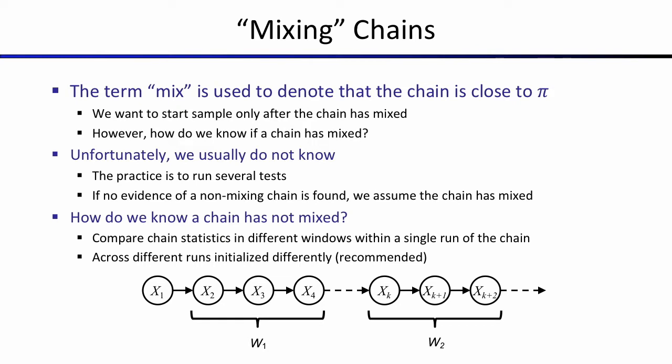The idea is to use some sliding windows. We can have a large chain like the one that is illustrated here, and we can compute statistics over different windows. We have window 1 here and window 2 here, and we can compare if the statistics are similar or not. If the statistics are similar, we may think that the chain has mixed, and maybe it's time to start sampling from this chain. The best thing that we can do is have several of those chains, with windows over these different chains, and compare statistics over the different chains.